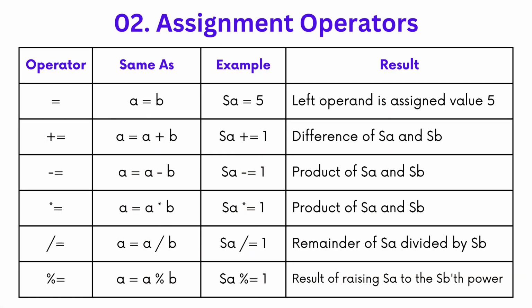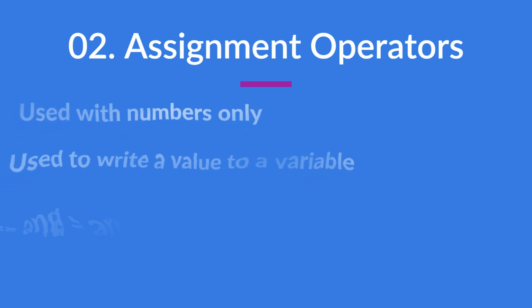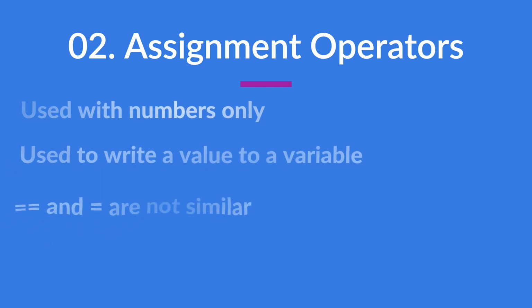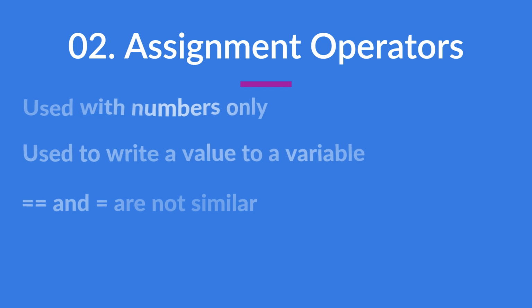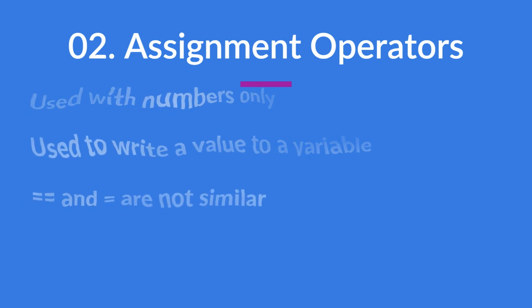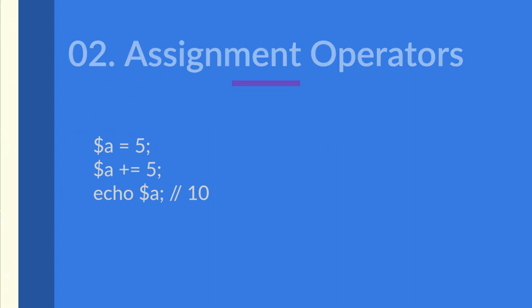2. Assignment operators. The PHP assignment operators are used with numbers only. These are used to write a value to a variable. The basic assignment operator is an equal sign. At first, we may confuse the assignment operator with an equal sign. Don't make this mistake. The equal to sign or operator is written as two equal signs one after another, which is a comparison operator, whereas the single equal sign is called an assignment operator. Here is how these are used.